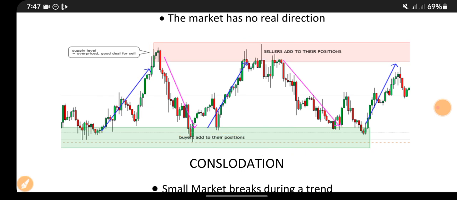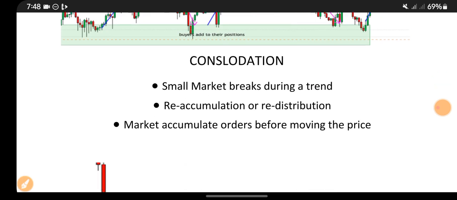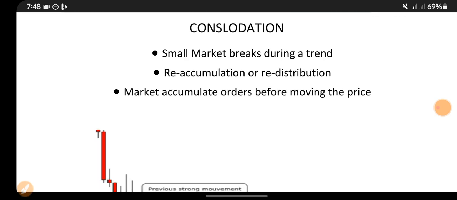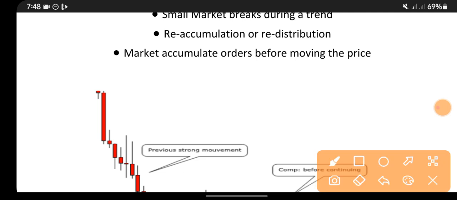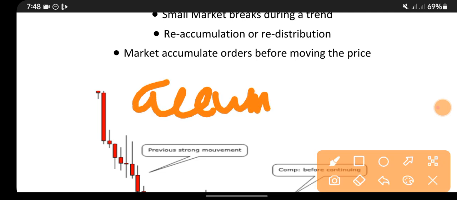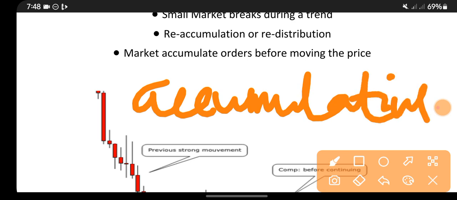Okay, that's it. Now we talk about consolidation. When we say consolidation, it really means reaccumulation. Consolidation is different from ranging markets. In consolidation, it looks like the market is too dull, but consolidation comes after a huge uptrend or a huge downtrend. And what you have to know is that during a consolidation, the market is actually accumulating orders.